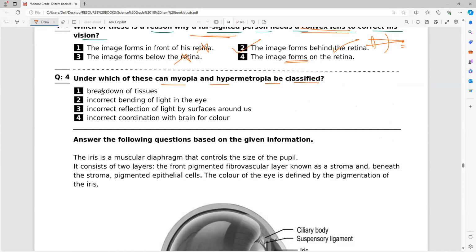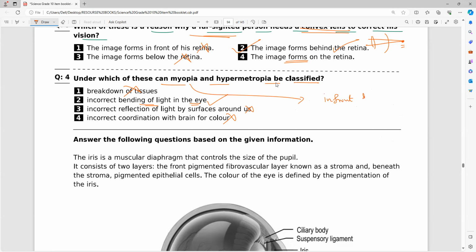Next, under which of these can myopia and hypermetropia be classified? Breakdown of tissues? No. Incorrect bending of light in the eye. Incorrect reflection of light? No reflection. Incorrect coordination also not. Incorrect bending of light in the eye. Because of that only, what is happening? Light is either bending behind the retina or in front of the retina.